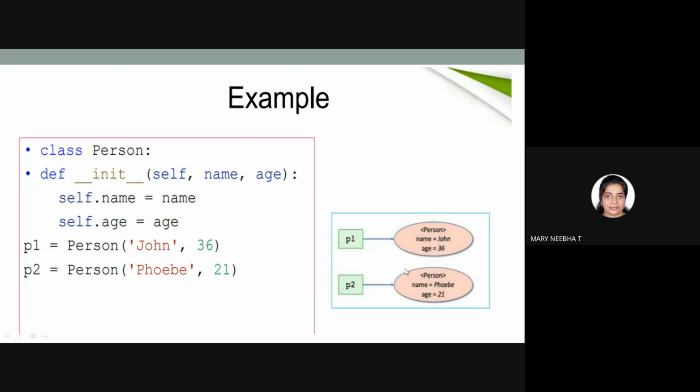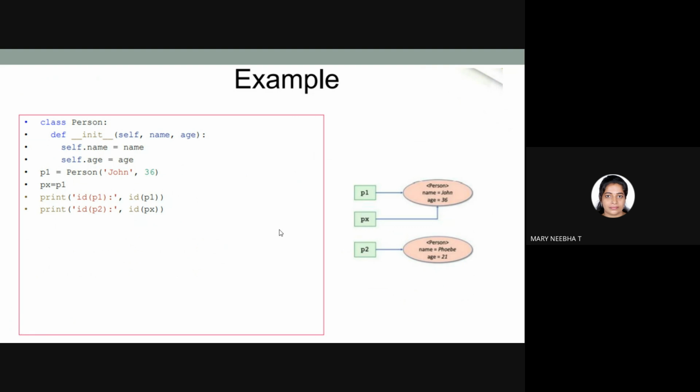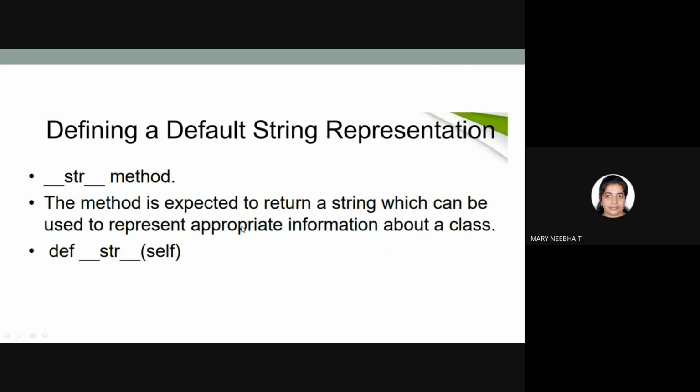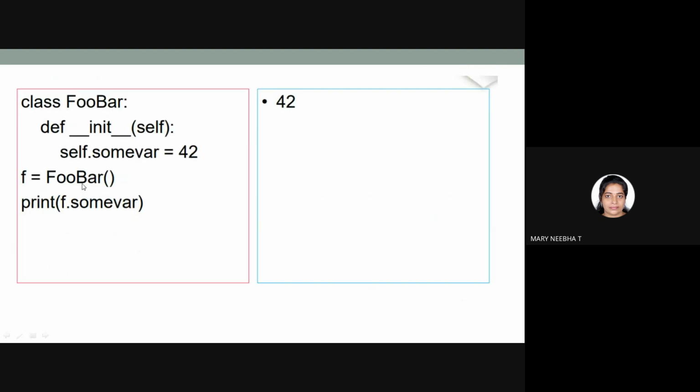You can see the UML diagram also for this. Similarly, you have some more examples. You can create one object and assign the values to another object, and you can copy it also. See, I have created p1 as an object and px I have copied, so both have access to the same person. You can also use the string method, the underscore underscore str method.